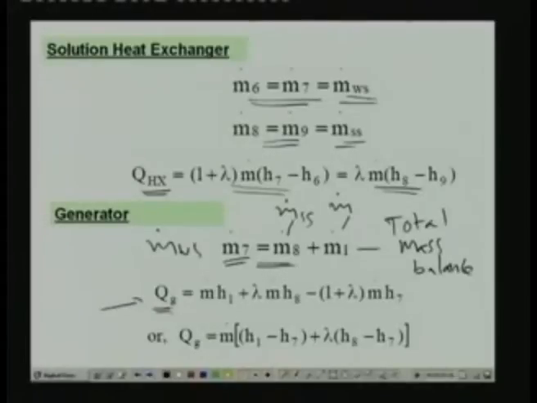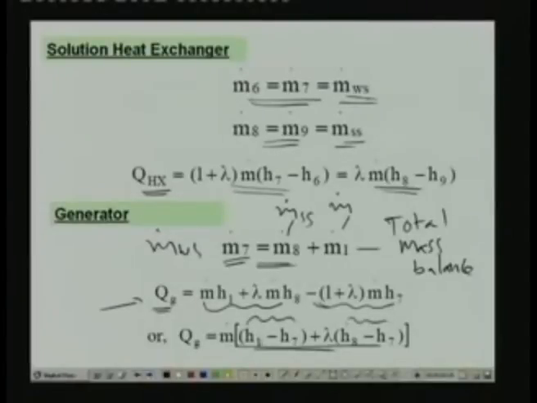This is the energy supplied to the generator, this is the energy leaving the generator, and this is the energy entering the generator by way of fluid flow. This is a simple energy balance, and there is no work transfer here, so you don't find any work terms. This can also be written in this form: m dot times (H1 minus H7) plus lambda times (H8 minus H7).